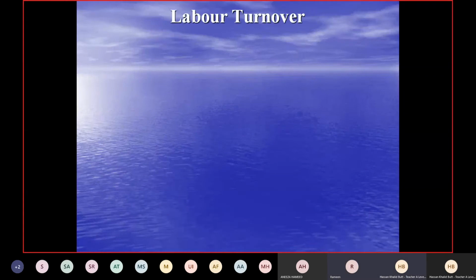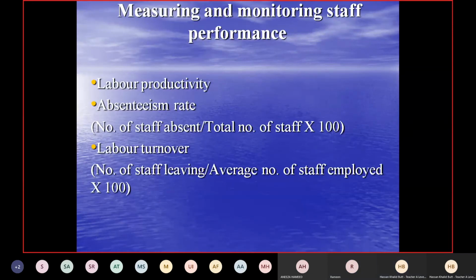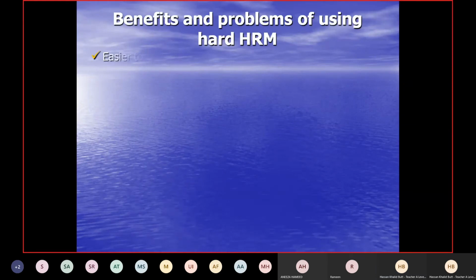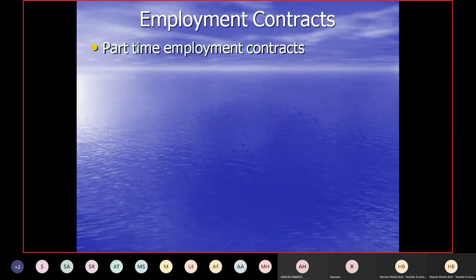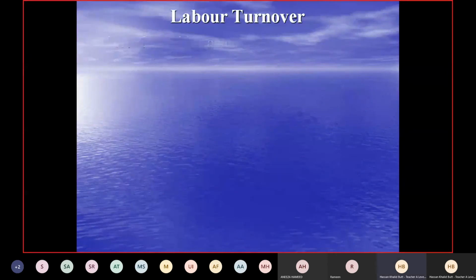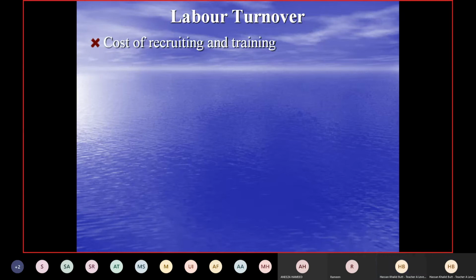Now we'll talk about labor turnover. All right, now labor turnover, you know that. What is it? We discussed it. So now, first see the disadvantages. Cost of recruiting and training. You understand, it's very easy. We discussed that in the class as well, so I won't spend much time to explain that.